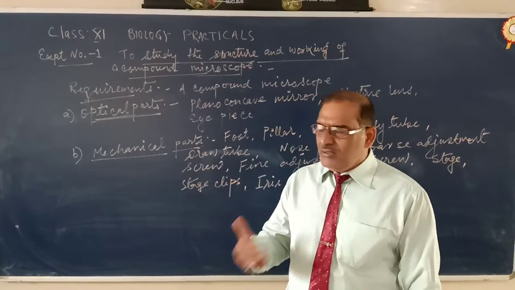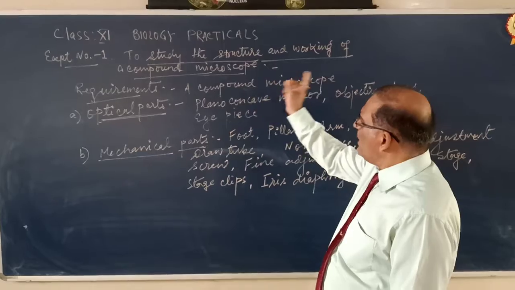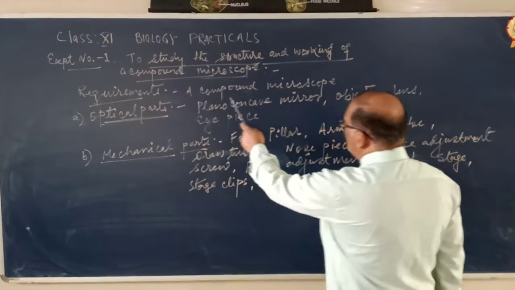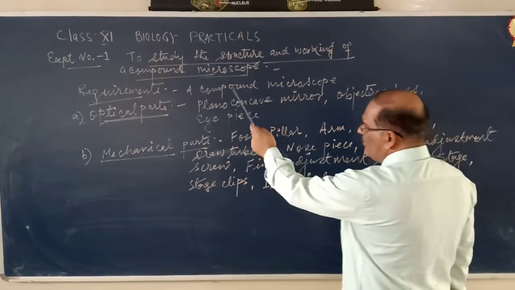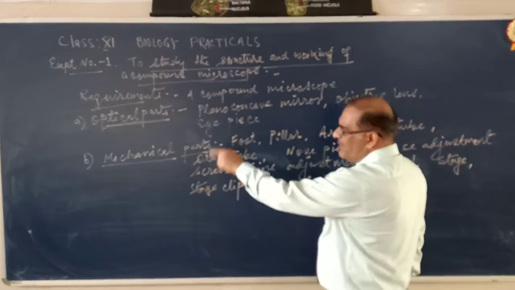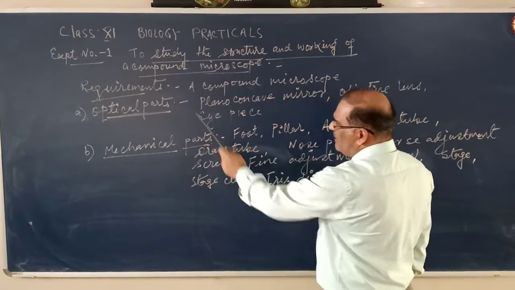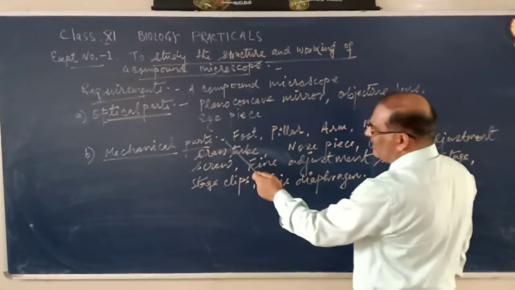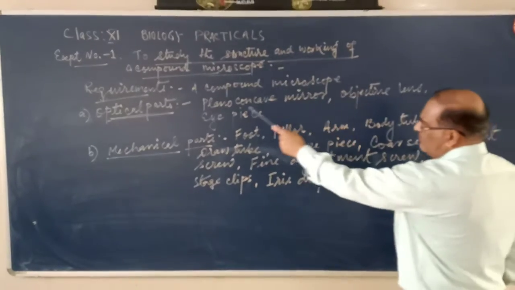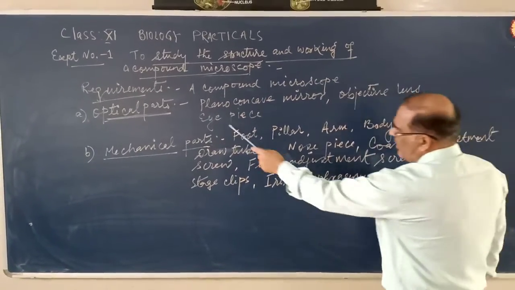Now first of all, let me come to the point: study of the parts, structures and working of the compound microscope. Requirements, what we need? We need a functional working compound microscope. It has two major components. Optical parts comprise different types of lenses: plano-concave mirror, objective lens, eyepiece.